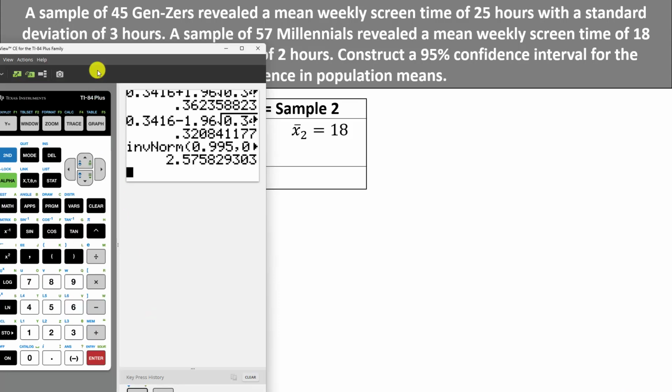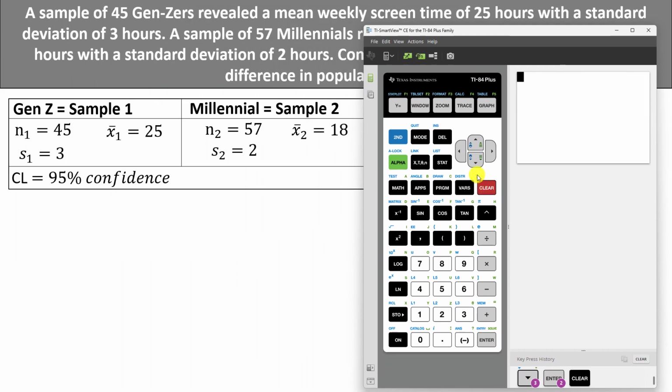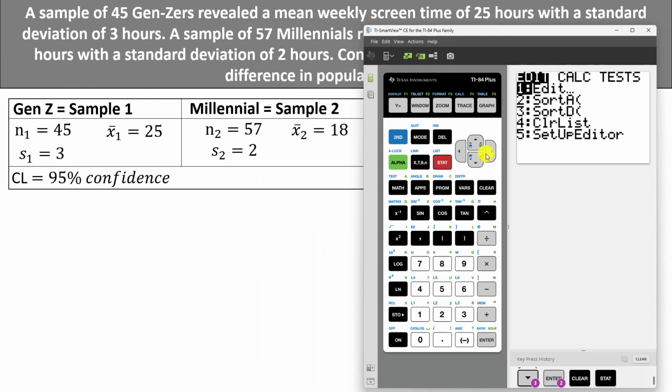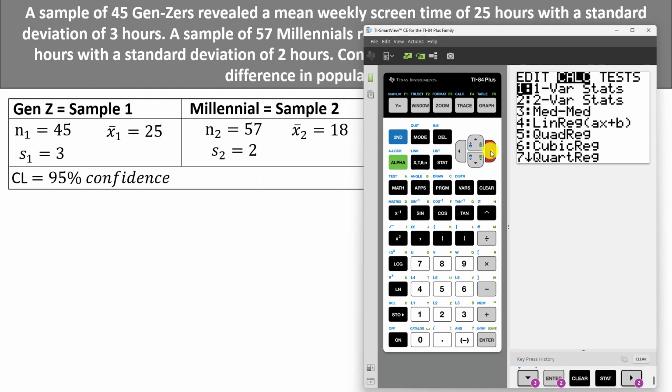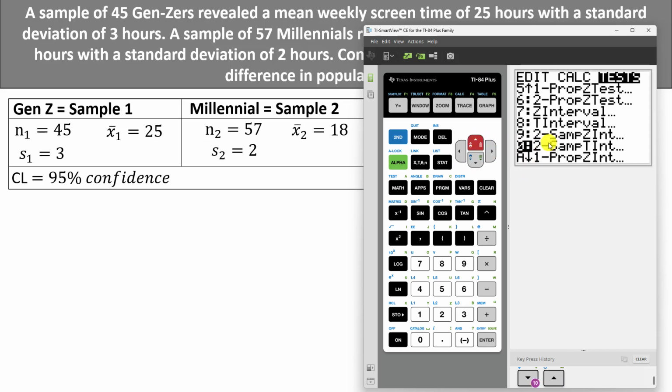To calculate this interval, we're going to use the TI-84 calculator. So go to Stat, arrow twice to Tests, and then scroll down until you see an option which is called 2-SampTInt. Make sure not to choose the option that says 2-SampTTest. That's for a hypothesis test. We are doing a confidence interval, so we should choose option 0, which is 2-SampTInt.